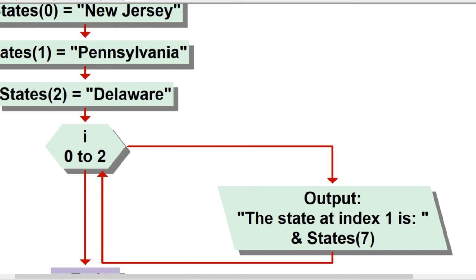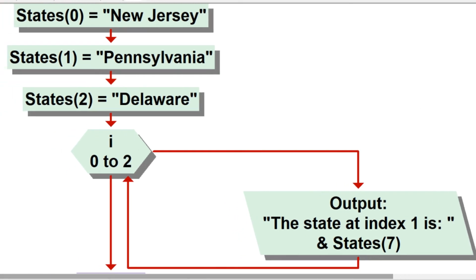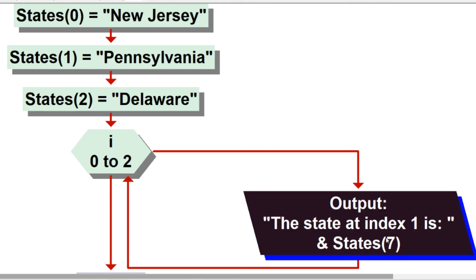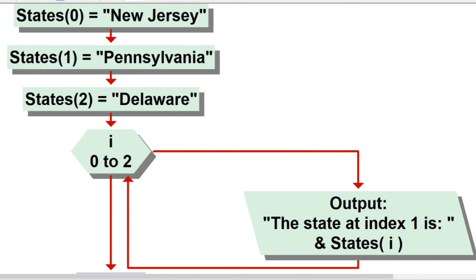And actually, we can see this all pretty well in the window, so I'm not going to zoom out. And so what will happen here is I'm going to change this. Instead of it being states 7, I'm going to change it to states i. Because the first time through the loop, i will be 0. The second time through the loop, i will be 1. And the third time through the loop, i will be 2. And let's go ahead and run this.